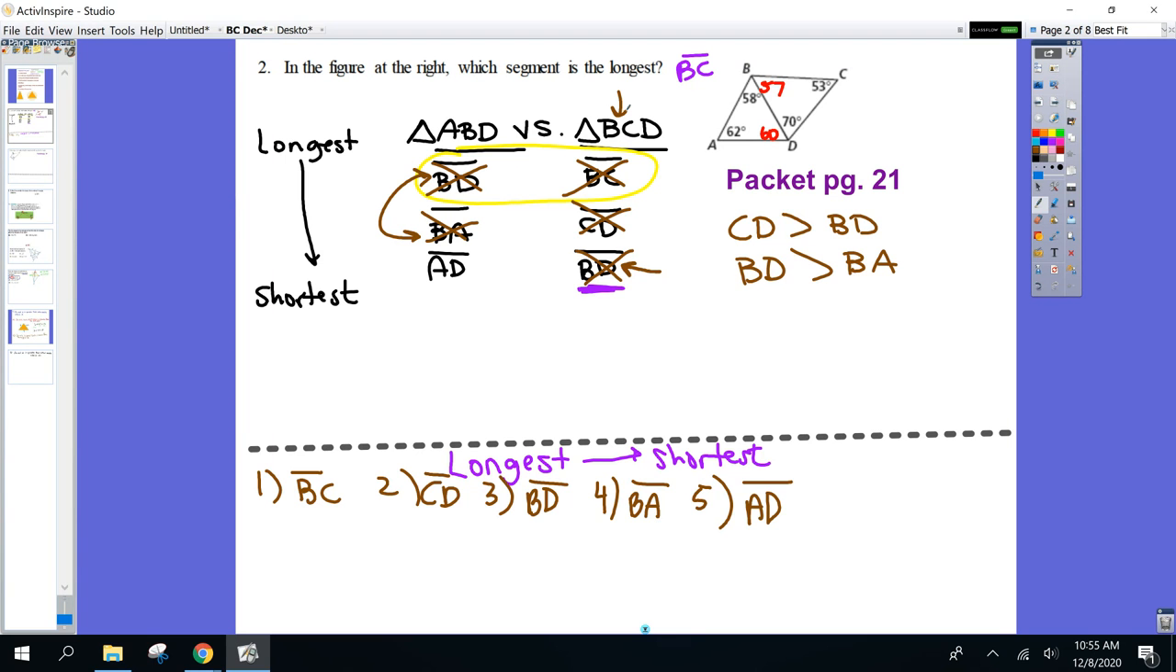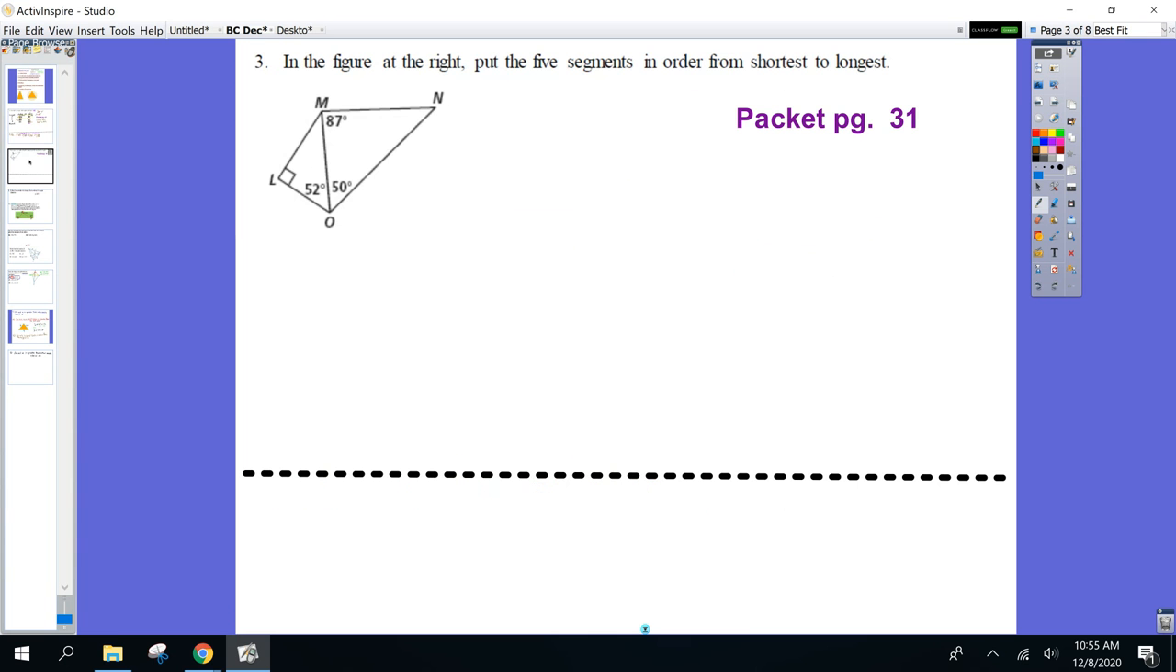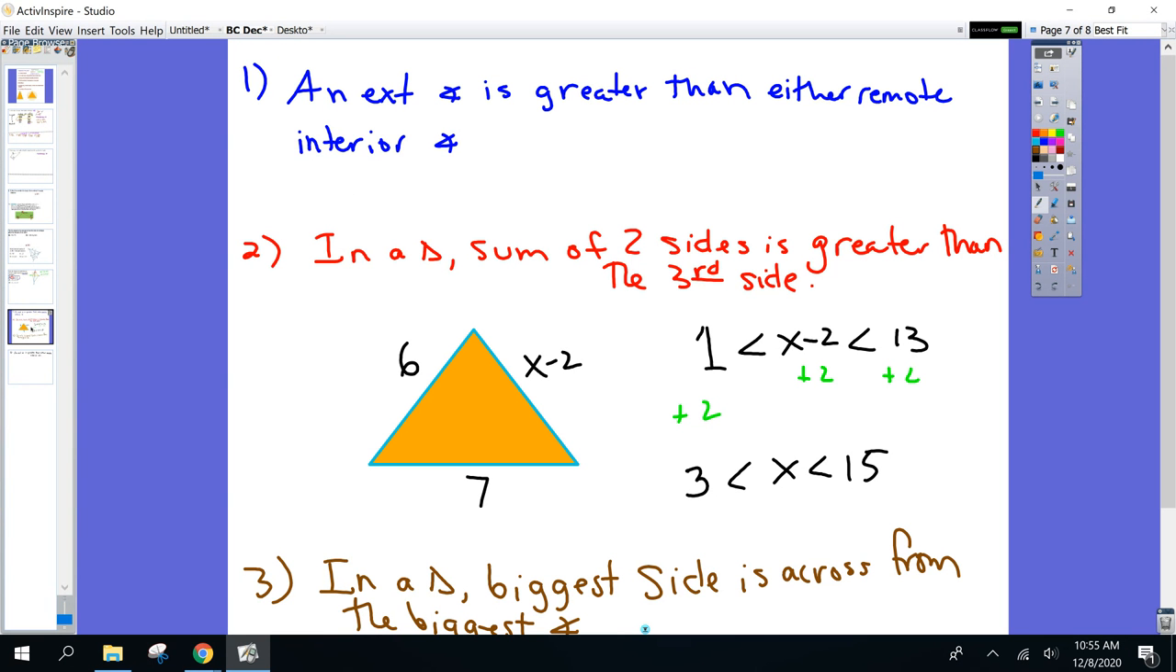Other questions? I won't do it with you because you guys need the practice on your own, but I'm just letting you know. And please don't do it while I'm still reviewing. There's another one in your packet on page 31, number 3, where you order it now from shortest to longest. So there is practice there if you need it. I won't go over it right now, but you guys can practice that one on your own and the answer's in the back. All right? So there are the 3 inequality theorems. I know that took a while, but it's a pretty big topic.